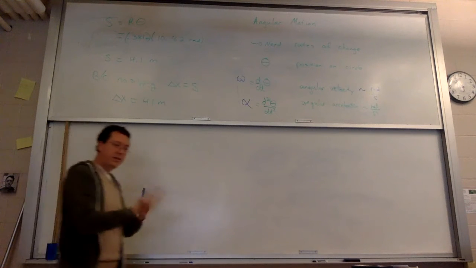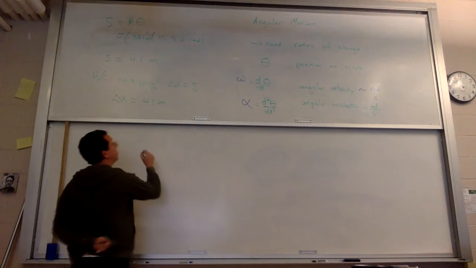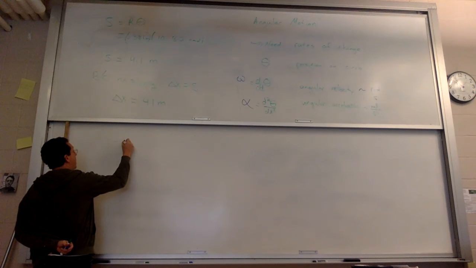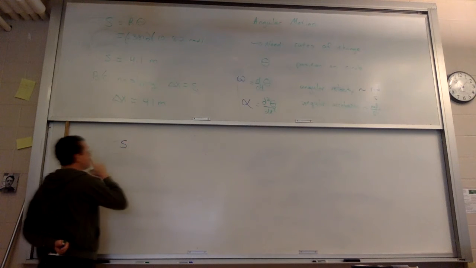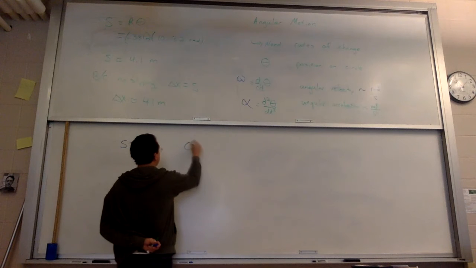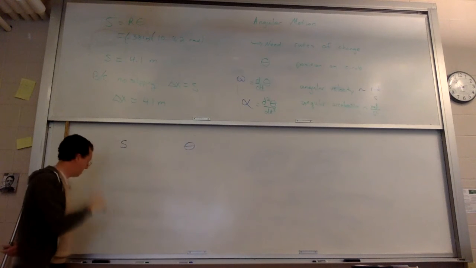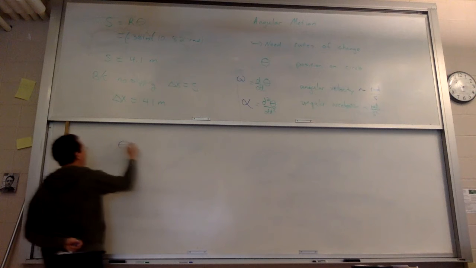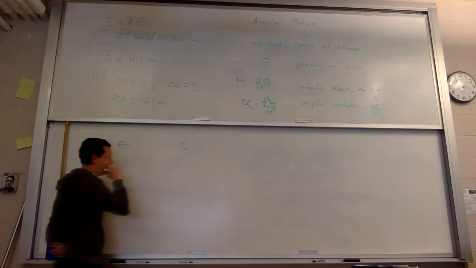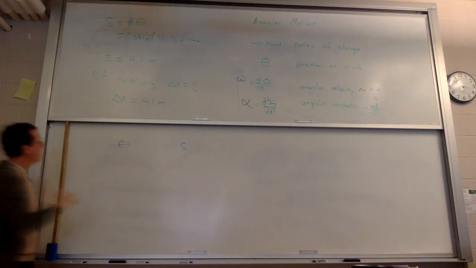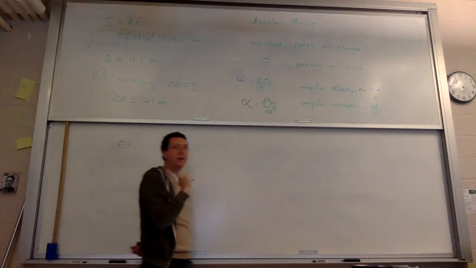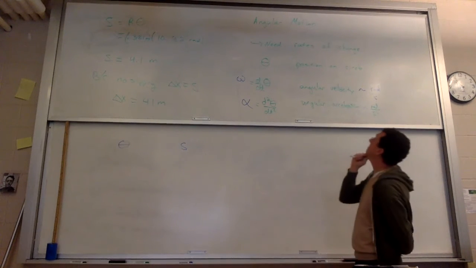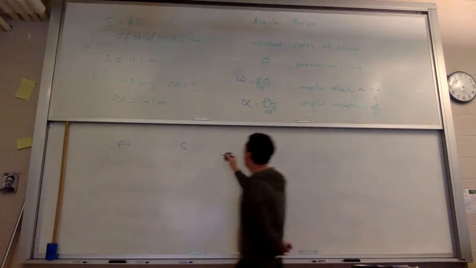So we have this dictionary going on. Let me relate things. We get S, and then we have theta. Actually, I should put the S on the other side. We have theta and S. What's the connection between S and theta? S equals R theta.